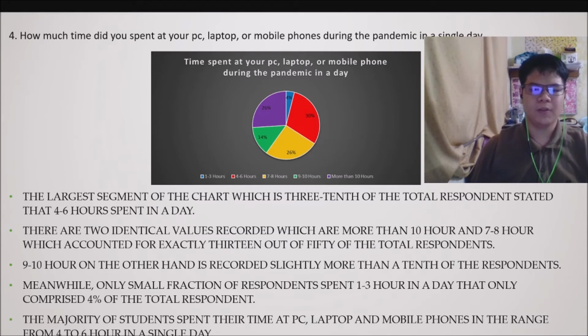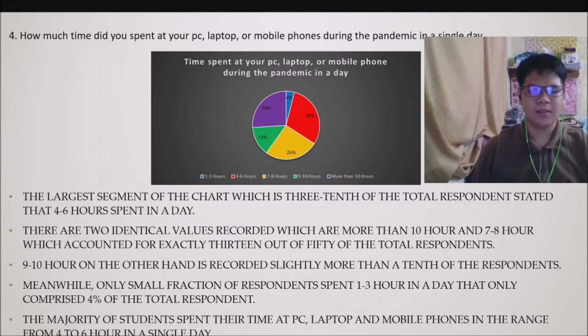The largest segment of the chart, which is 3/10 of the total respondents, states that they spent 4 to 6 hours in a day. Next, there are two identical values, more than 10 hours and 7 to 8 hours, which each accounted for exactly 30 out of 50 of the total respondents.